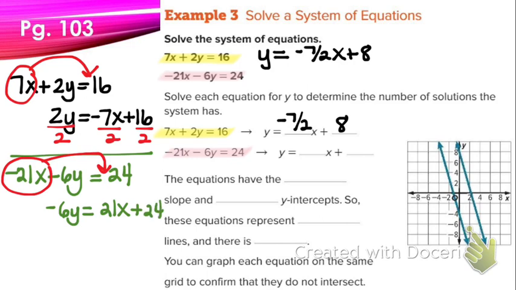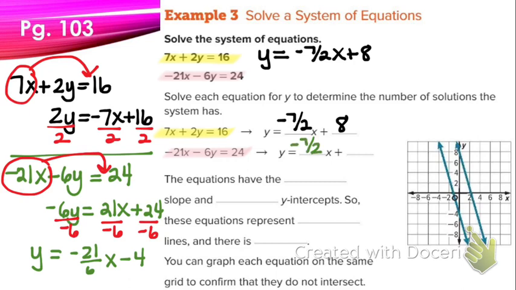And then we divide everything by negative 6. And we get y equals negative 21 over 6 x minus 4. But negative 21 over 6 can be reduced because you can divide both of those by 3. So you actually have y equals negative 7 over 2 x minus 4.